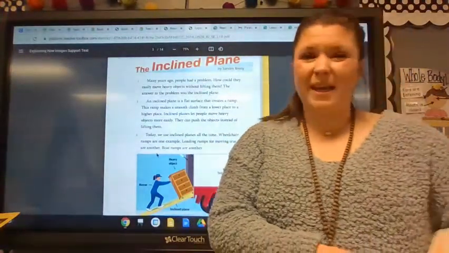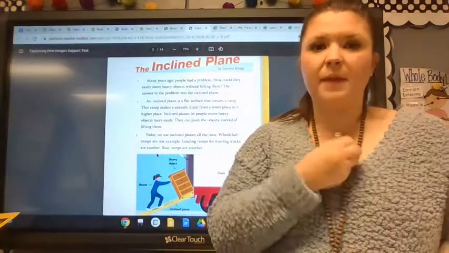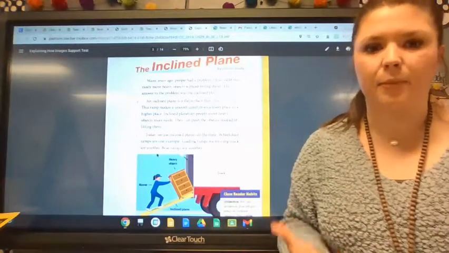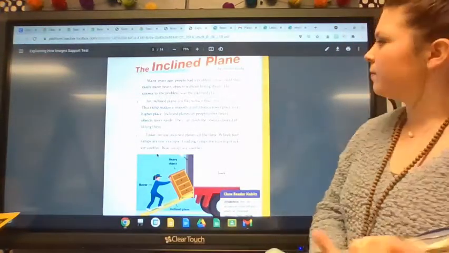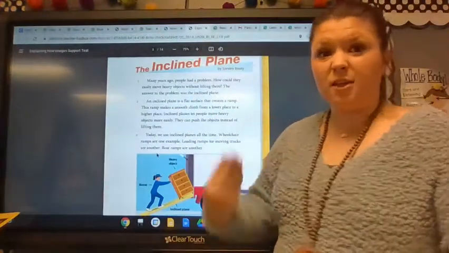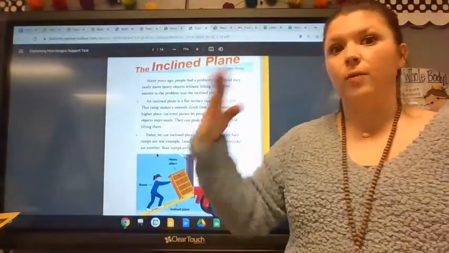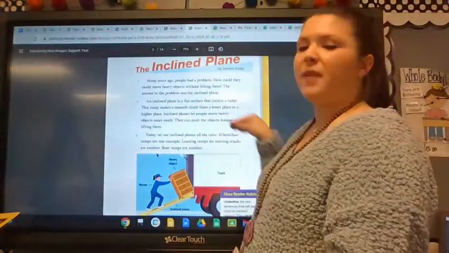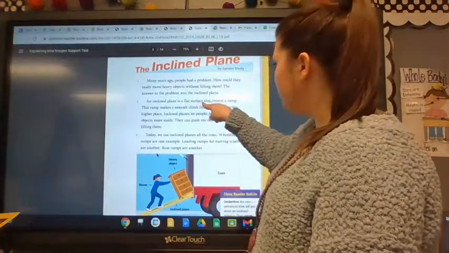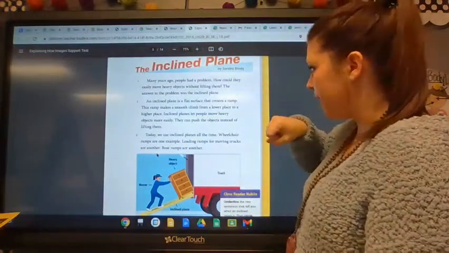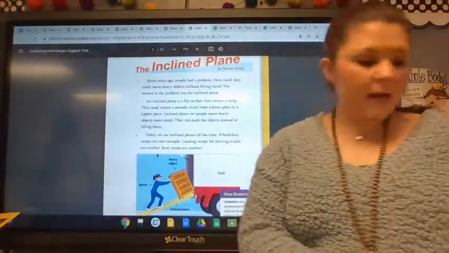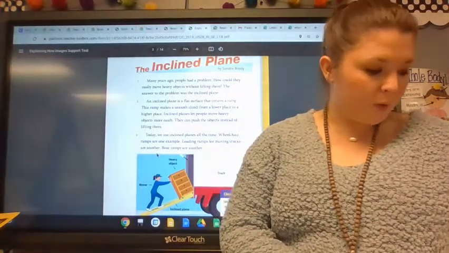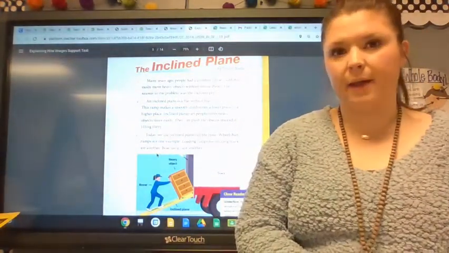All right? What is an inclined plane? We talked about this a little bit at the beginning, but now that you've read this article and you know more, what is an inclined plane? It tells us here, using those context clues. Remember looking around the word? An inclined plane is, it's going to flat out give us the definition: a flat surface that creates a ramp. So an inclined plane is a flat surface that creates a ramp. How do inclined planes help people move heavy objects more easily?